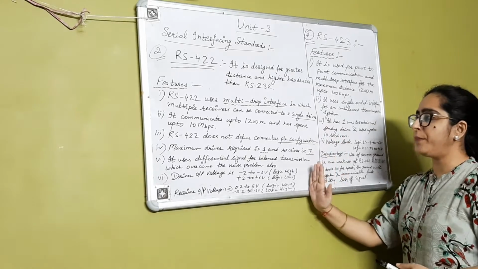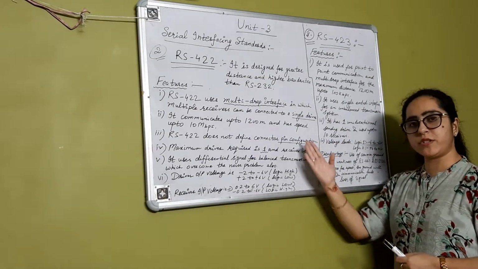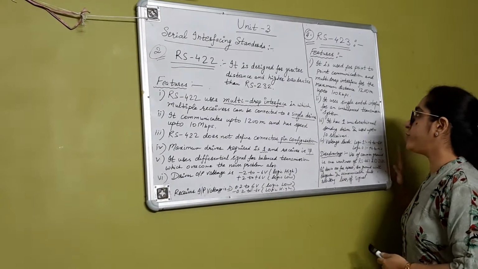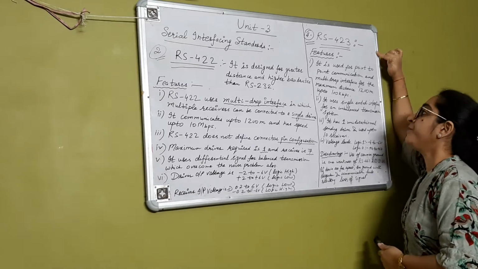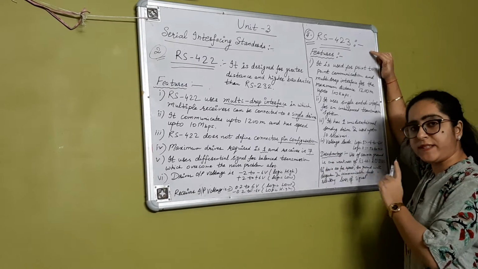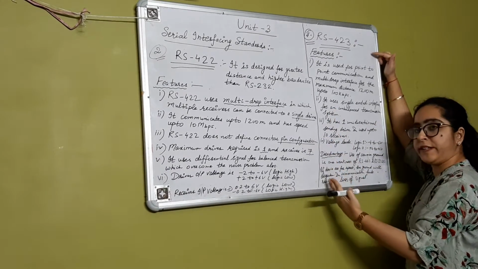Okay, so this is all about the RS422, and as there is no pin configuration, I have not discussed any pin configuration here. Now we'll move to RS423. RS423 is another serial interfacing standard used. Now let's see what are the advantages of using RS423.